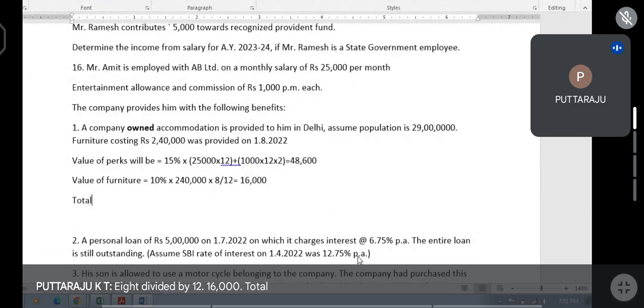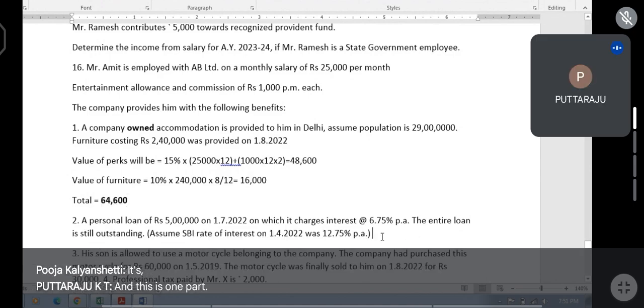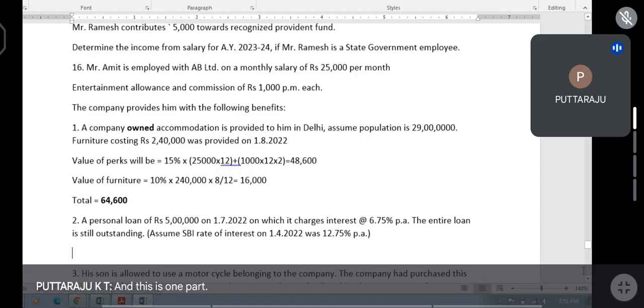Total comes to how much? 48,600 plus 16,000, 64,600. Is that right? Yes, sir. And this is one part. Second part.